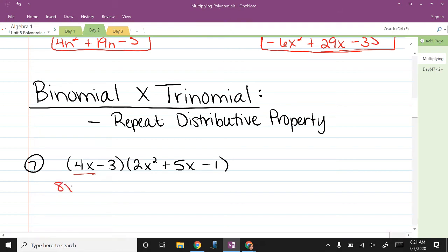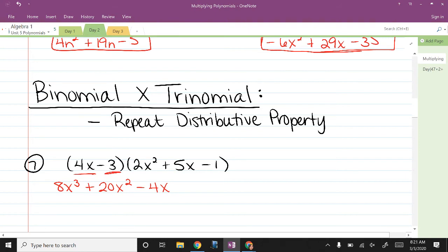8x to the 3rd. Good. Then I do 4x times the middle term. So what's 4x times 5x? Plus 20x squared. And then 4x times negative 1 is negative 4x. So any questions so far? I did 4x times all 3 terms. Now I'm going to go do negative 3 times all 3 terms.